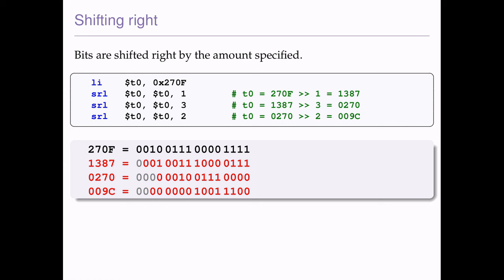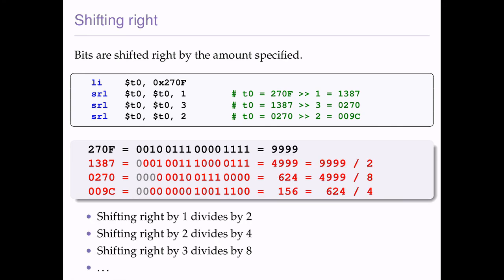So why do we care about shifting to the right? Well, that's because this is equivalent to division by powers of 2. Similar to the shifting left examples, here you can see that shifting right by 1, 3 and 2 are equivalent to dividing by 2, 4 and 2, 8 and 4 respectively.